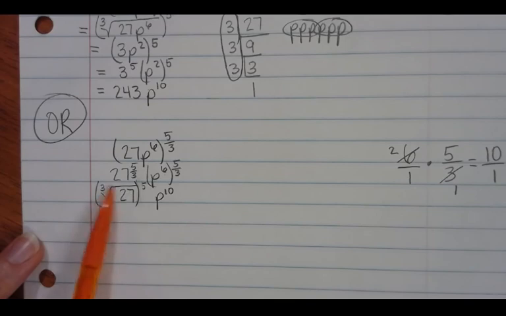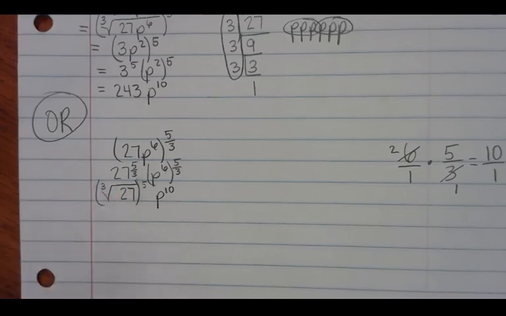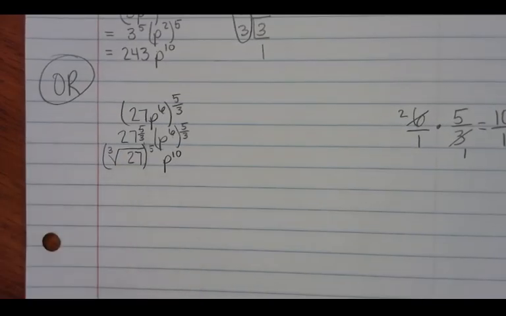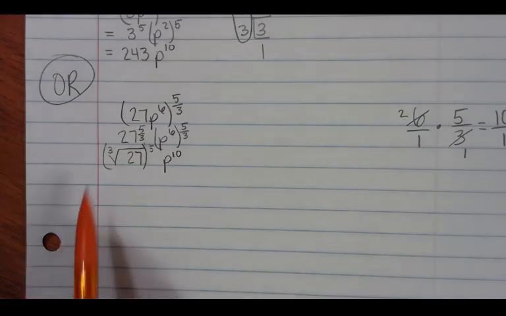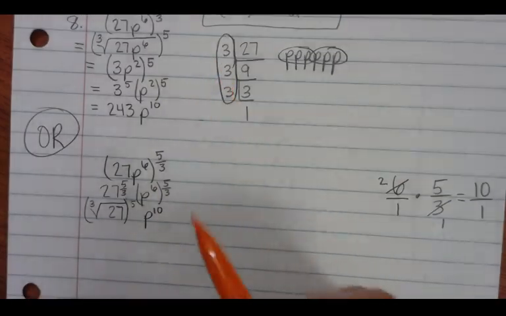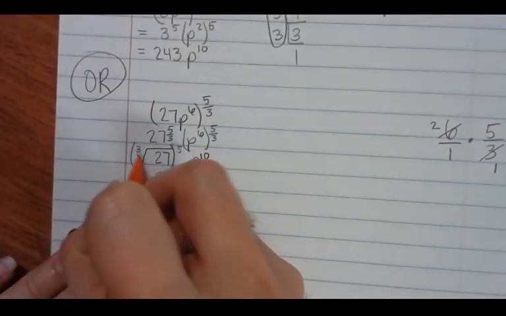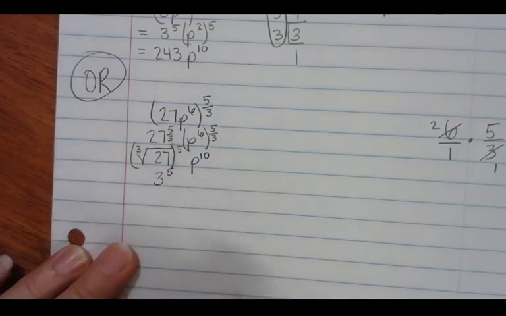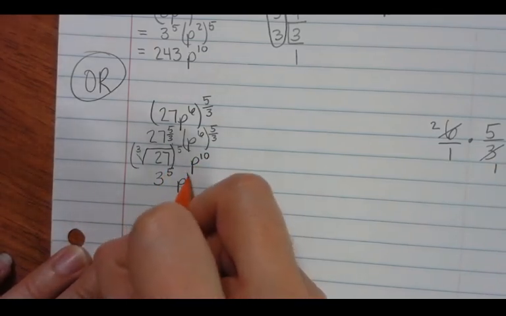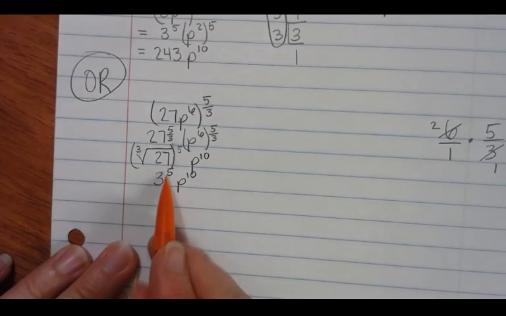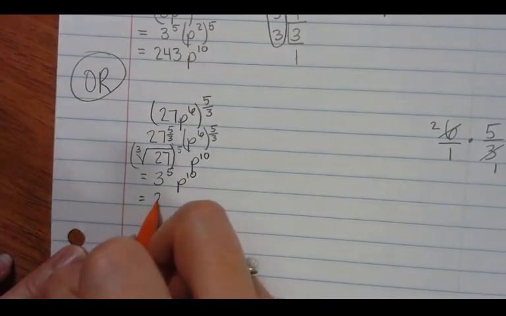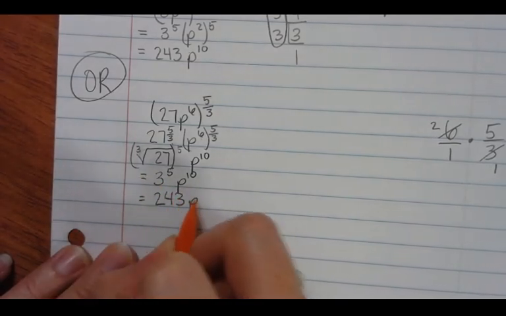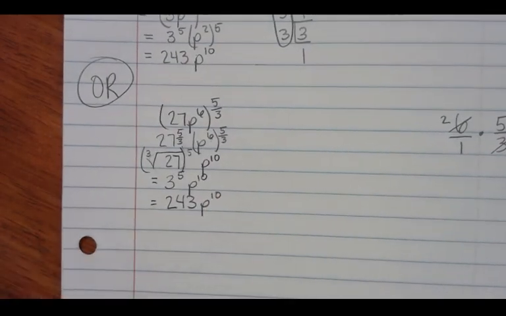So let's just work out this part to see if we can get it to equal the same as the previous example. So cube root of 27, we've actually already done that. We should know by now that that is 3. So that comes out as 3, and again, don't lose your exponent, so 3 to the 5th, and then of course bring down your p to the 10th. 3 to the 5th does equal 243. So our final answer is the same. Either method you see to work it, feel free to just use whatever works best for you.